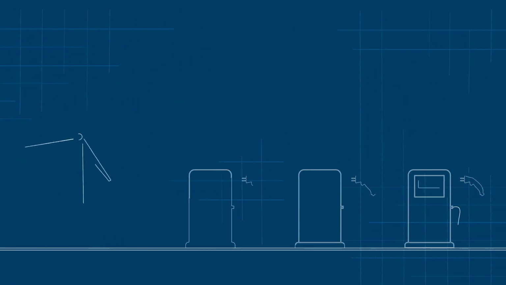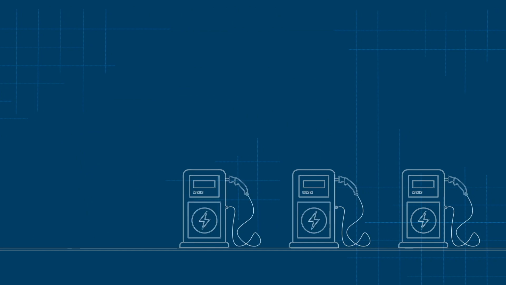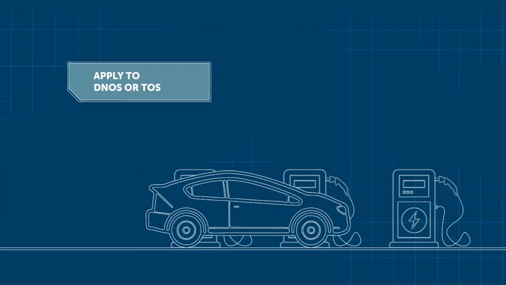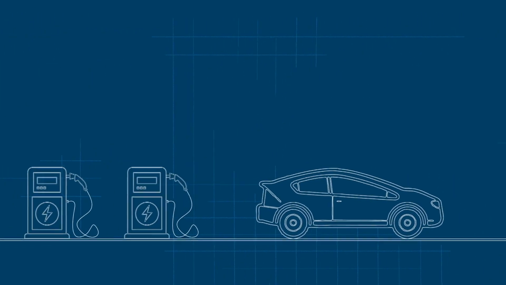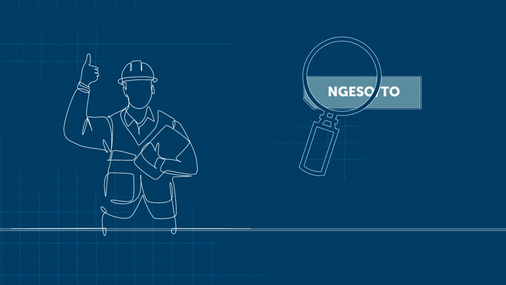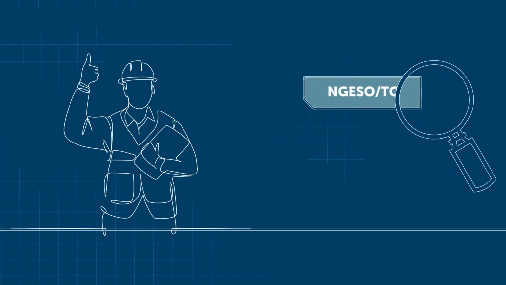Customers who are seeking to connect larger-scale demand sites can choose between connecting at distribution or transmission levels by applying to DNOs or TOs. Sites connecting onto the distribution network may require NG-ESO or TOs to study impact of their connection on the transmission networks due to the interconnection between transmission and distribution.